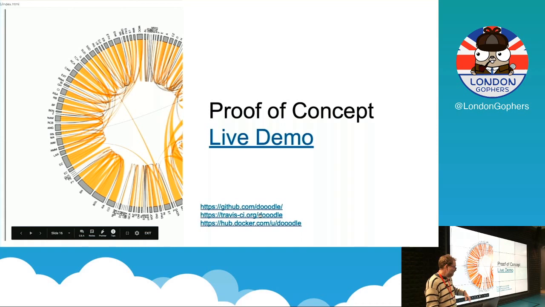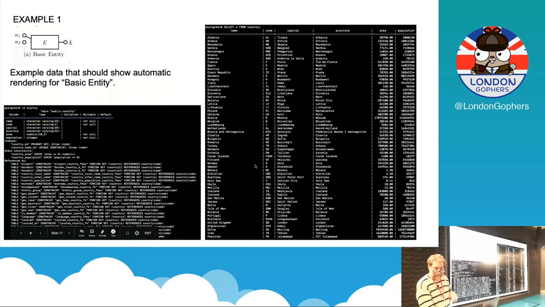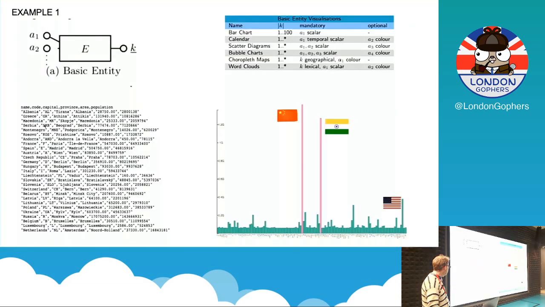I'm using Travis to deploy it, and all the containers are on Docker Hub. So this is the basic example. Again, I'm just showing the data it's coming from. This is taking the data from the country table. This is some of the country information, and this is the pattern it's matching against. So some of the metadata around that table.